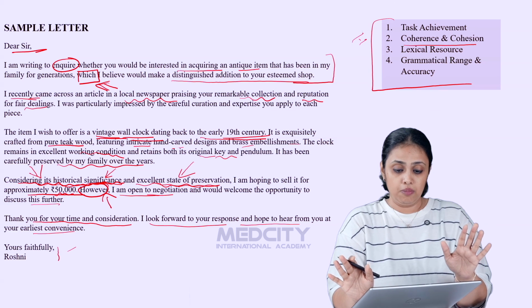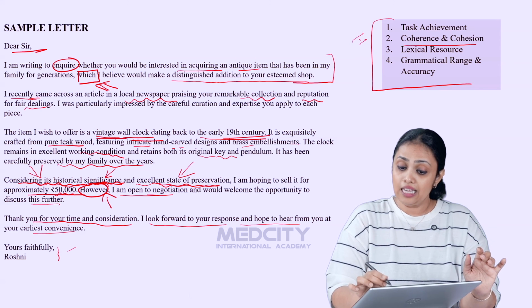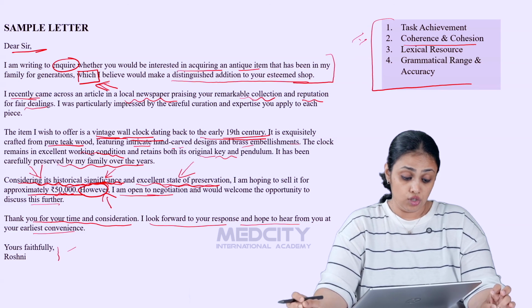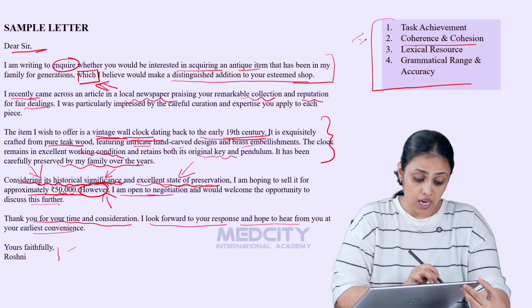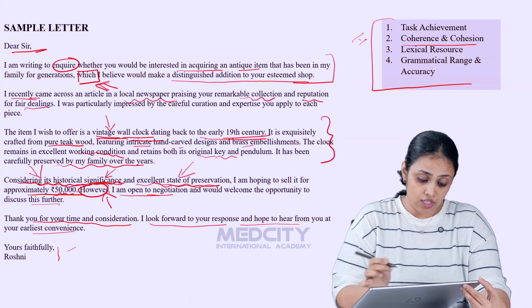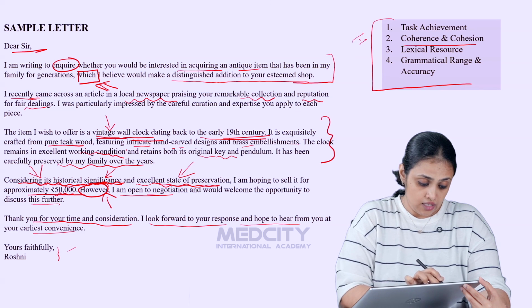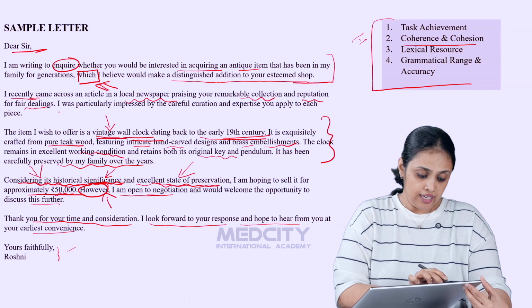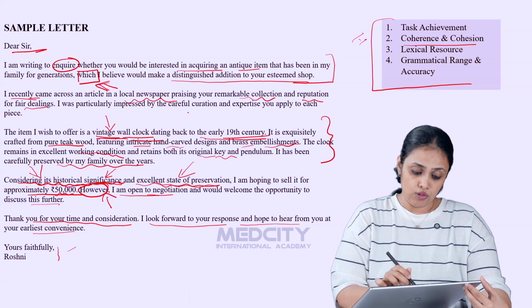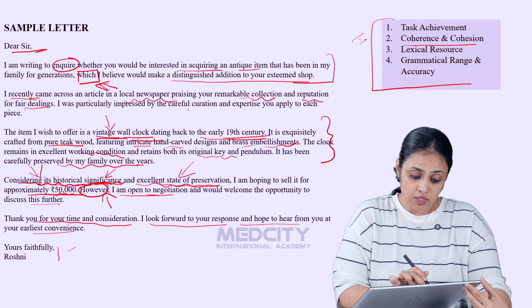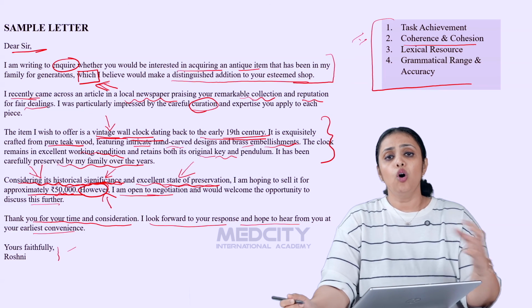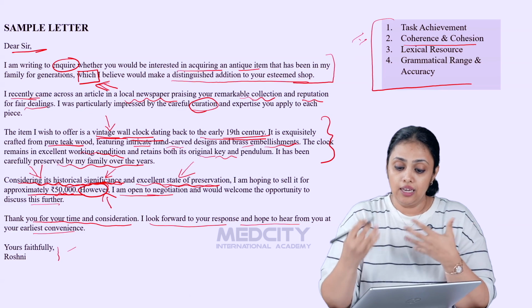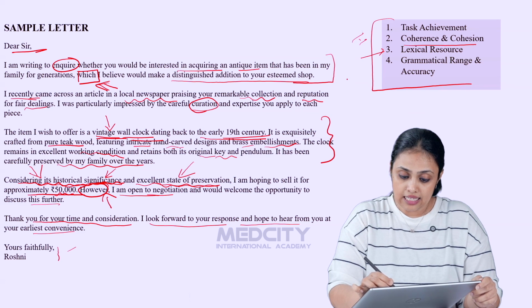So task achievement has been done. Coherence and cohesion is there. Lexical resource, of course, is the kind of vocabulary that you have used in the letter related to the topic, especially in this paragraph where you describe the product. Words like vintage, hand-carved design, brass embellishments. Then in the first paragraph also, like I was particularly impressed by the careful curation. So all these are words related to this topic of antique products. So that will add on scores for your lexical resource.